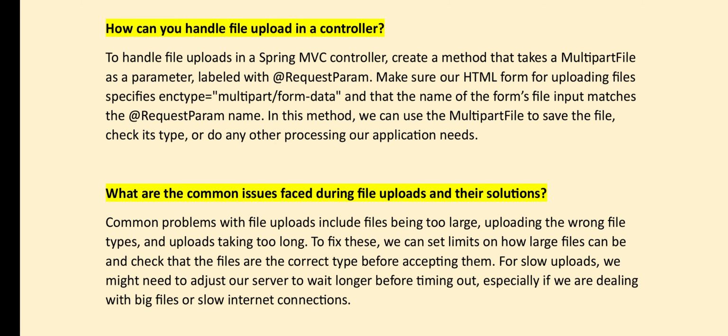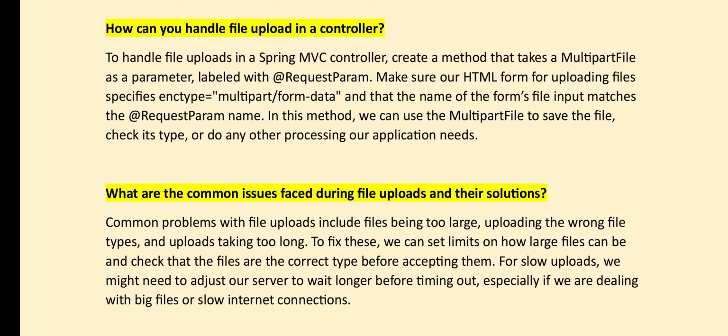How can you handle file upload in a controller? To handle file uploads in a Spring MVC controller, create a method that takes a MultipartFile as a parameter that is labeled with @RequestParam. Make sure our HTML form for uploading files specifies encoding type equal to multipart/form-data and the name of the form's file input matches the @RequestParam name. In this method, we can use the MultipartFile to save the file, check its type, or do any other processing our application needs.